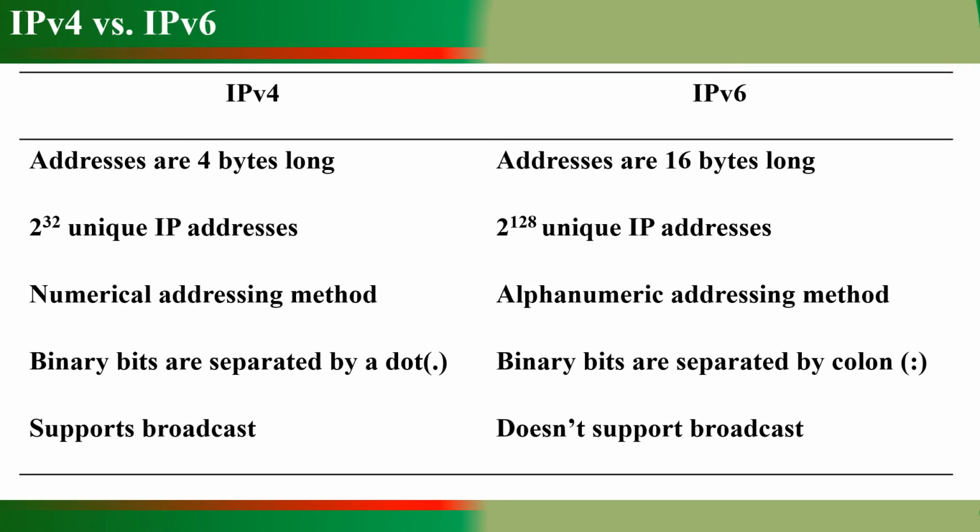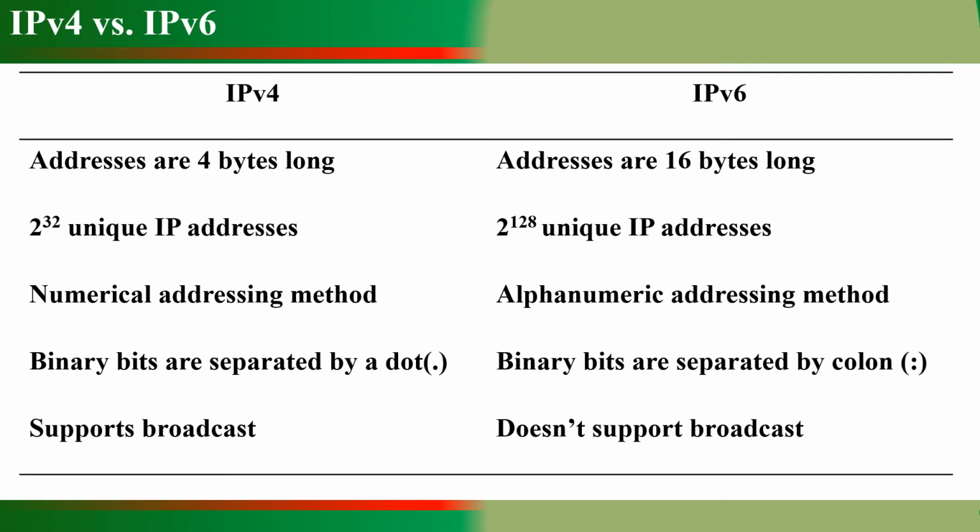There are two types of IP addresses, IP version 4 and IP version 6. Since addresses in IP version 4 are exhausted, we have to shift to the IP version 6 addressing scheme. In IP version 4, addresses are 4 bytes long, but in IP version 6, addresses are 16 bytes long. So IP version 4 provides us 2 raised to the power 32 unique IP addresses, while IP version 6 provides us 2 raised to the power 128 unique IP addresses.